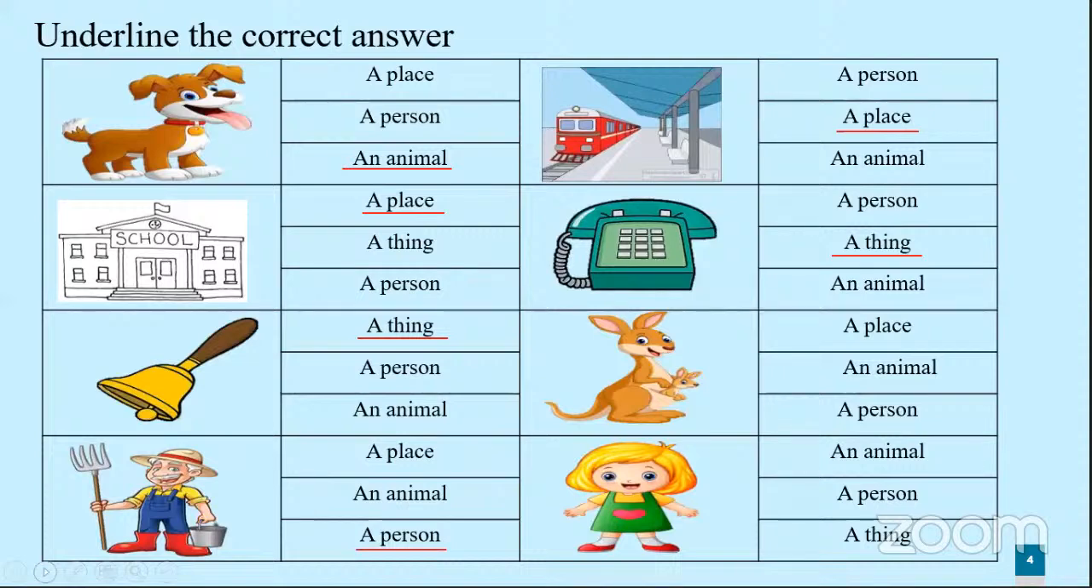Seventh one, you can see a picture of a kangaroo. So we know that it's an animal. And the last picture, you can see a picture of a girl. So she is not an animal or a thing. The answer is a person. These are the answers for the first activity, the warming activity. Mark your answers, please.